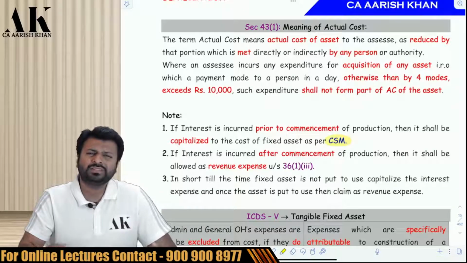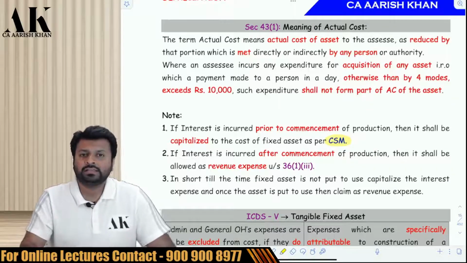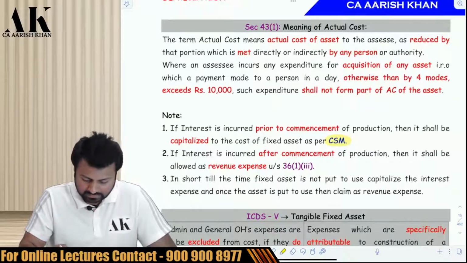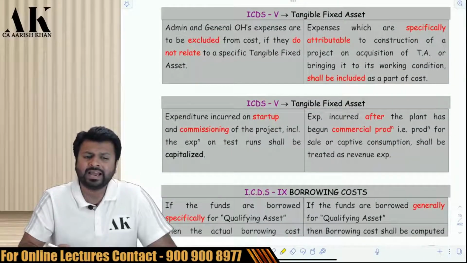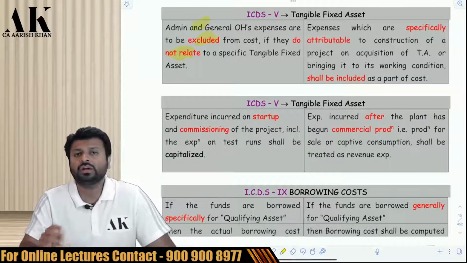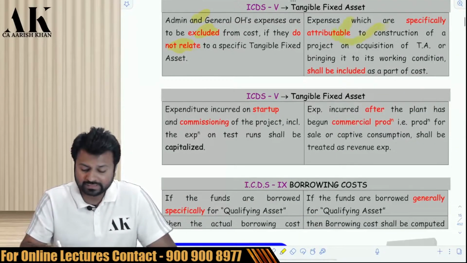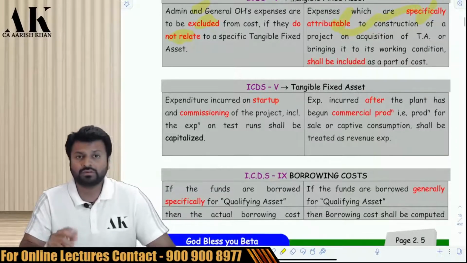After that, you will just capitalize borrowing cost, like you do in Ind AS. After that, whatever interest is there, you have to put it in the P&L account. Now, there is some ICDS also based on this, which says the same thing: if the expenses are not related to the asset, then they should be excluded from the cost of asset. But if the expenses are specifically attributable to the asset, then they should be added to the cost of asset. Because the word cost is very wide.